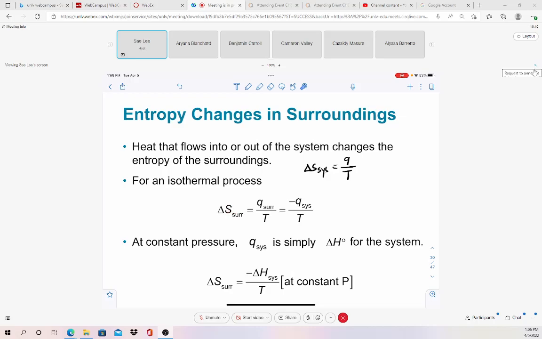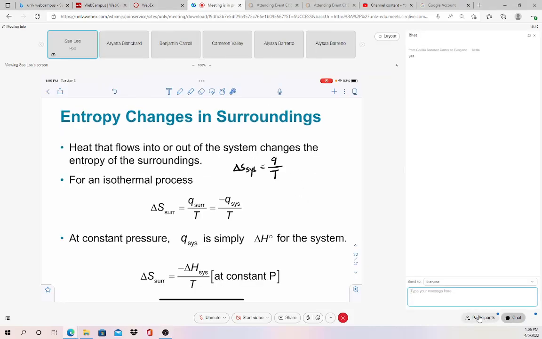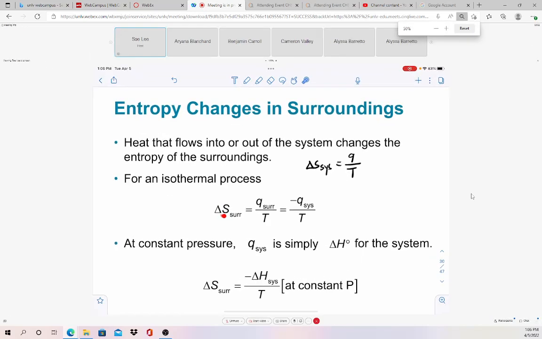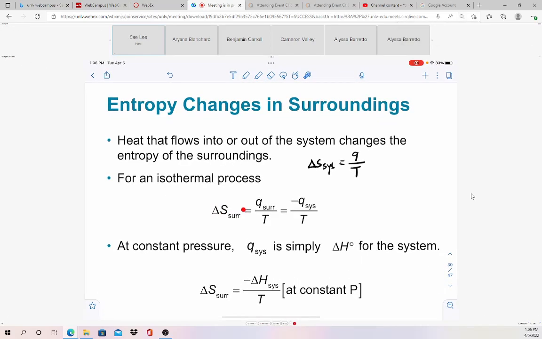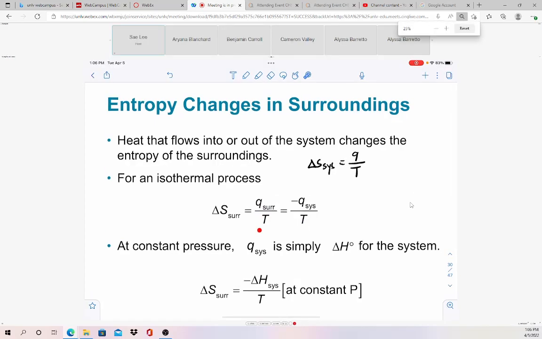If heat, Q here is heat, is produced or absorbed by a reaction or a system, of course there will be a change in entropy of the surroundings too, right? So what is the relationship? Their relationship is explained by this equation. Entropy change of the surroundings equals the heat of the surroundings divided by constant temperature.